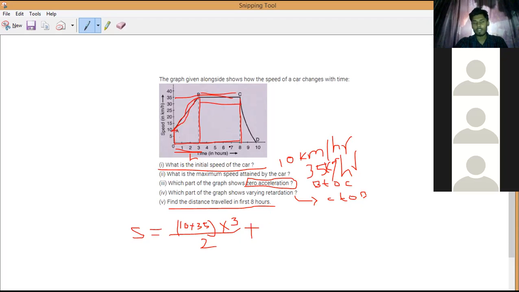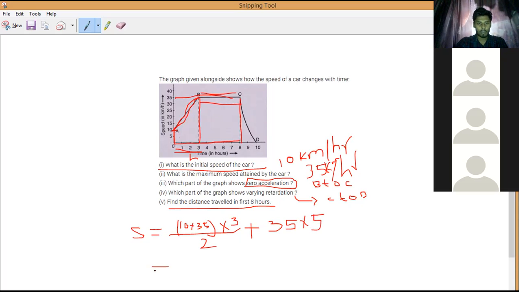Plus, next, this one you tell me. What is it? Length into breadth. Length is equal to 35. Breadth is equal to how much? 8 minus 3, 5. So it equals 35 into 5. Is it yes or no?